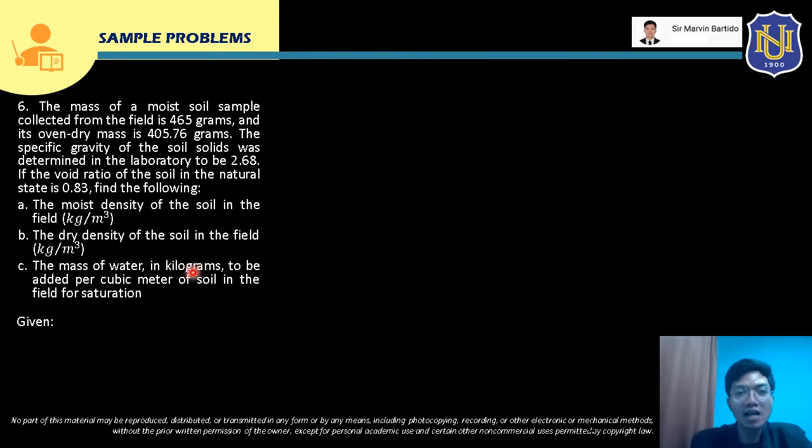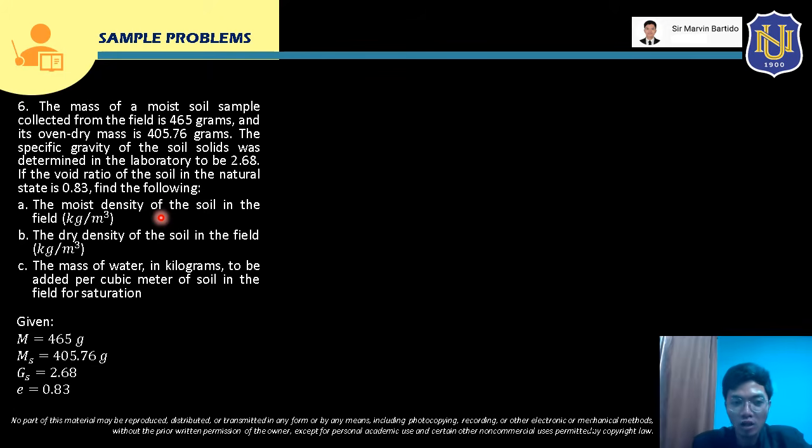So our given here, class, meron tayong mass ng moist soil which is 465 grams. So that will be the total mass. And then meron din tayong oven dry na mass. So ito, class, ay mass na lang ng soil solid since dry na siya, 405.76 grams. Now, specific gravity is also given, and this happened to be 2.68. Okay, and then we also have void ratio, which is 0.83. So the first one that we need to solve, class, is yung moist density of the soil.